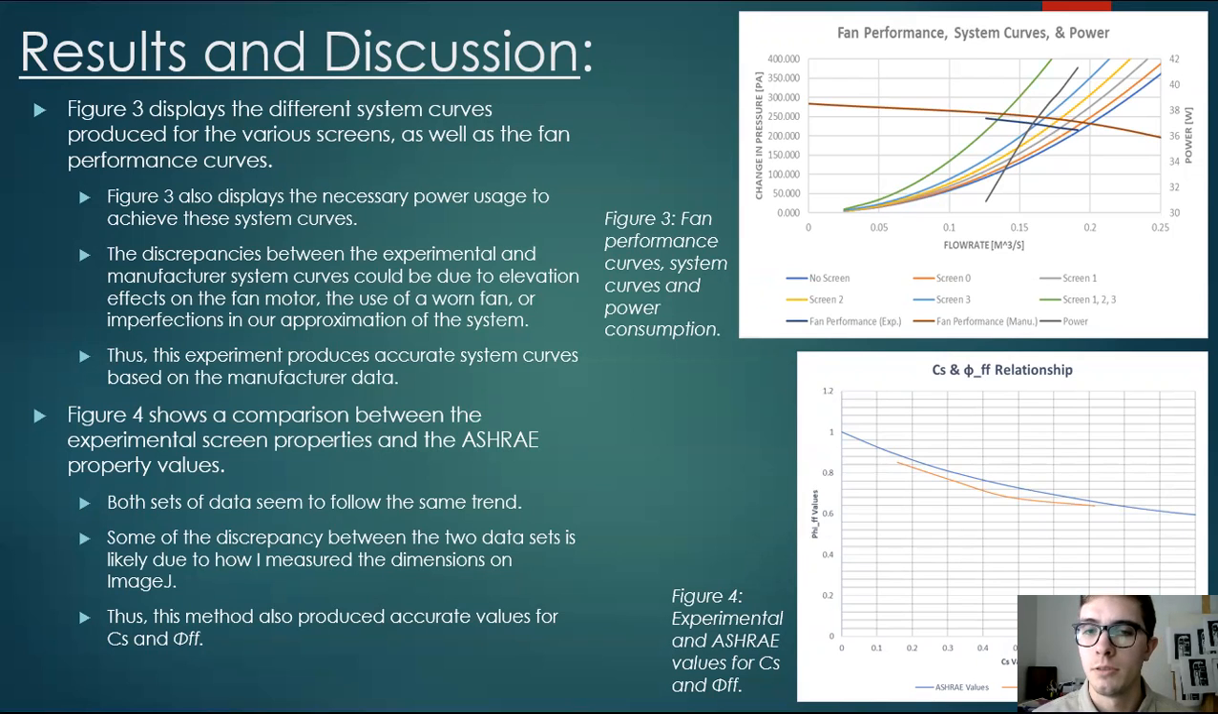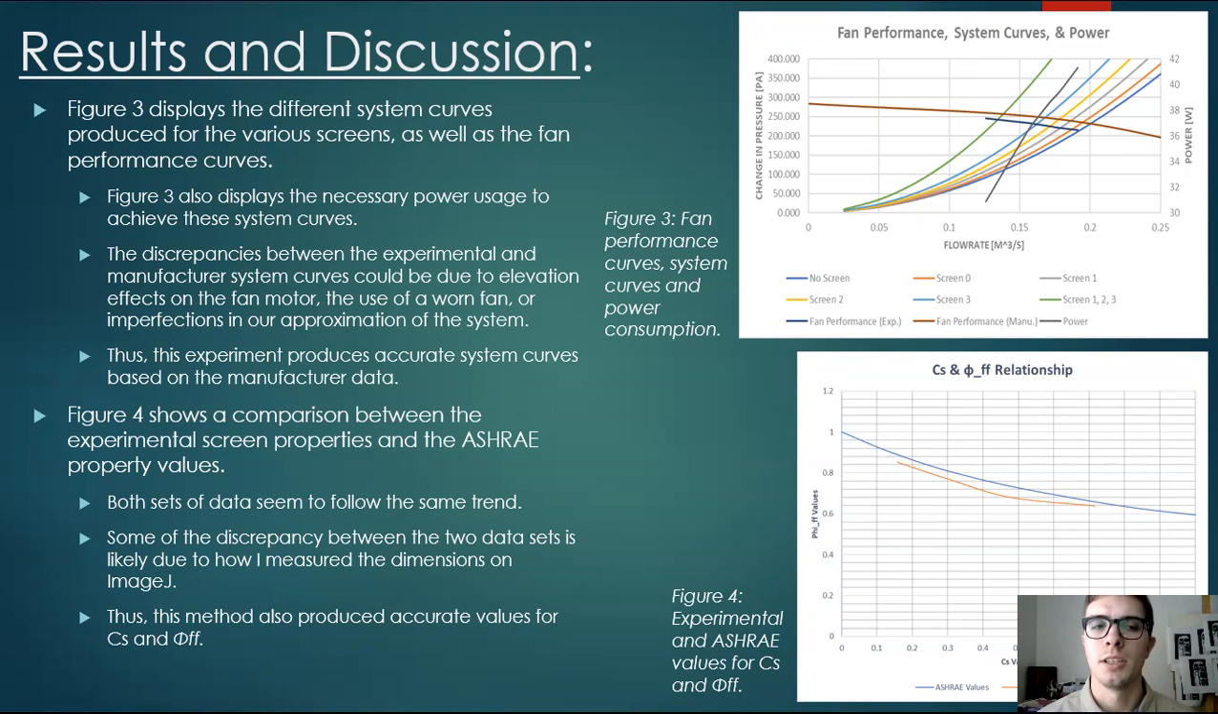The experimental fan performance curve and the curve obtained from manufacturer data are relatively close. The experimental sits just below it, and so all of the operating points are where these lines intersect, which are relatively close based on the experimental and manufacturer, but the experimental are slightly below. Figure 3 also displays the necessary power usage to achieve all of these different system curves.